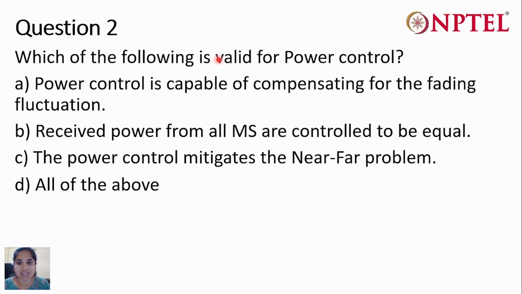Which of the following is valid for power control? Power control is capable of compensating for the fading fluctuation. Received power from all the mobile stations are controlled to be equal. The power control mitigates the near-far problem. All the above. So, which of the following statements are true when it comes to power control?